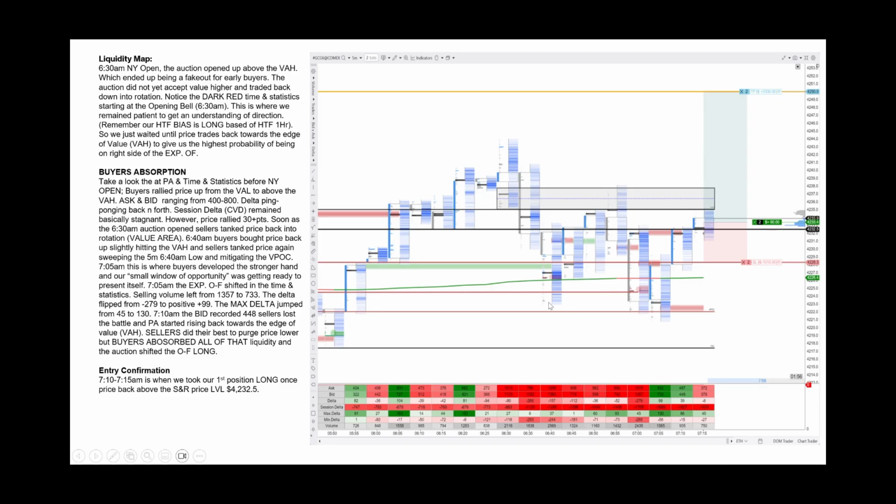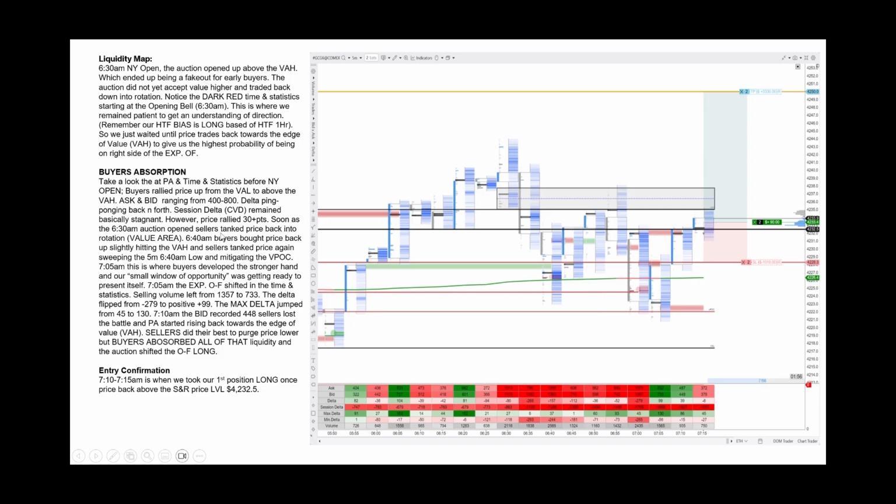We came and we swept out this low, because you can imagine, if buyers are trying to get long right here and attacking the value area high, where are they going to put their stops? Right here, underneath this low. So sellers developed again off of the value area high. We came and swept out all of that. And in this candle right here, this is where the small window of opportunity started to present itself.